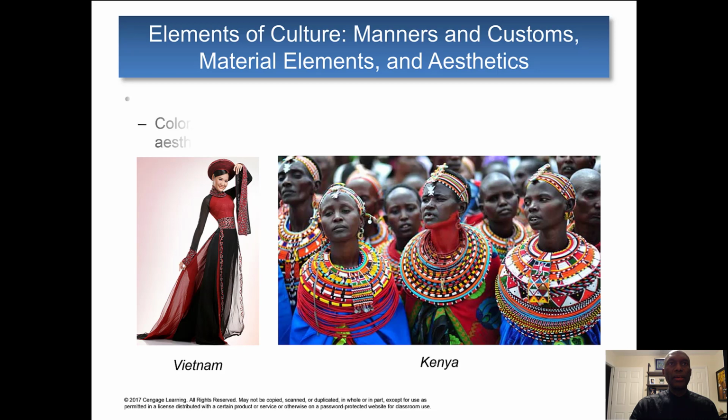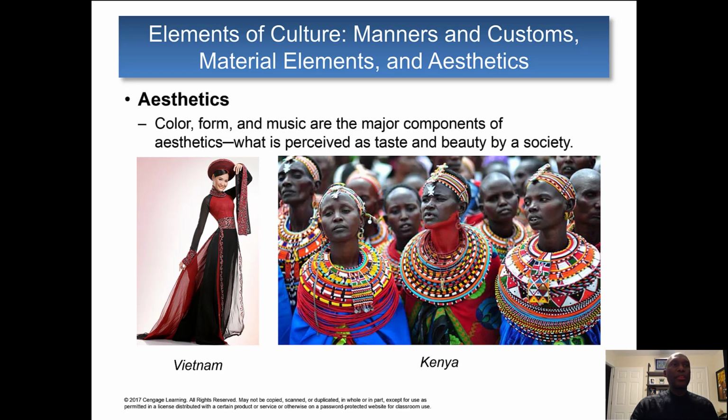So aesthetics, you have the colors, different forms, music, art. As you can see, the Vietnamese woman wearing a very formal dress, very colorful and flowing, and she has, I don't know what you call it, the head adornment, but it certainly is very formal. She looks very, very nice in that outfit. And then you have the women on the right, the Maasai tribe of Kenya.